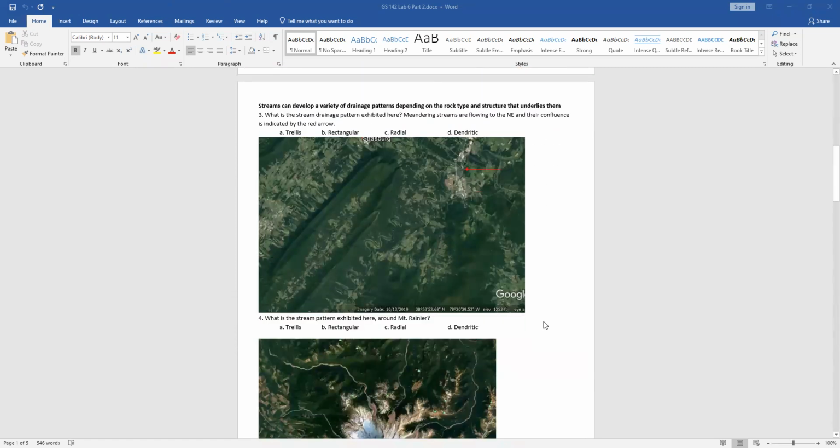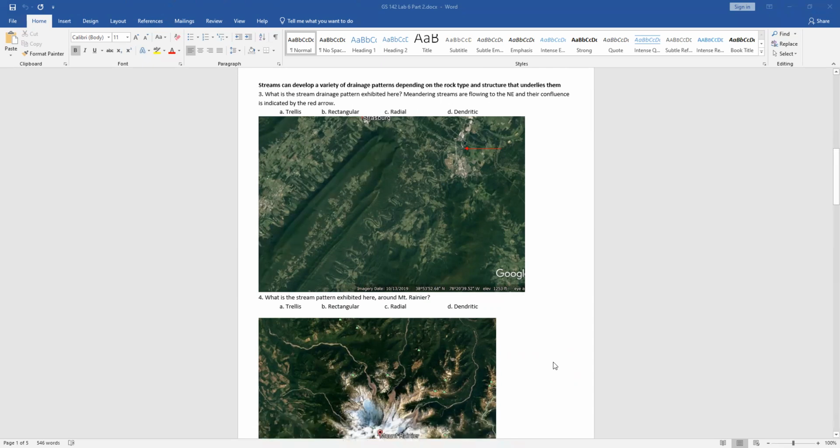Streams can develop a variety of drainage patterns depending on the rock type and structure of the rocks that underlies them. So I've got a bunch of pictures from the real world here. Number 3, what is the stream drainage pattern exhibited here? Meandering streams are flowing to the northeast and their confluence is indicated by the red arrow.